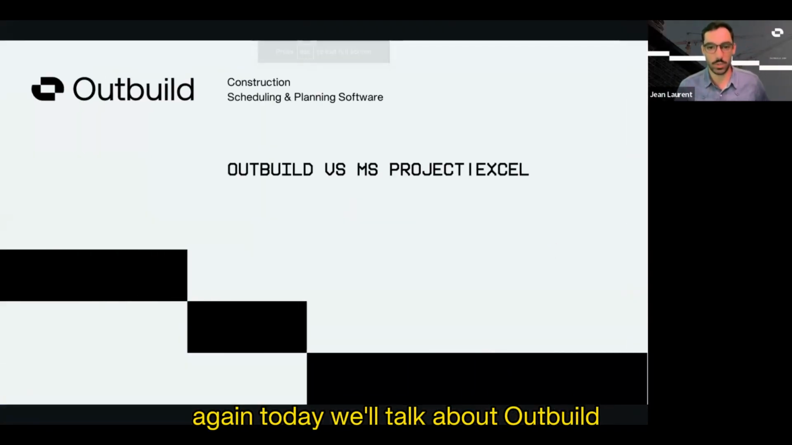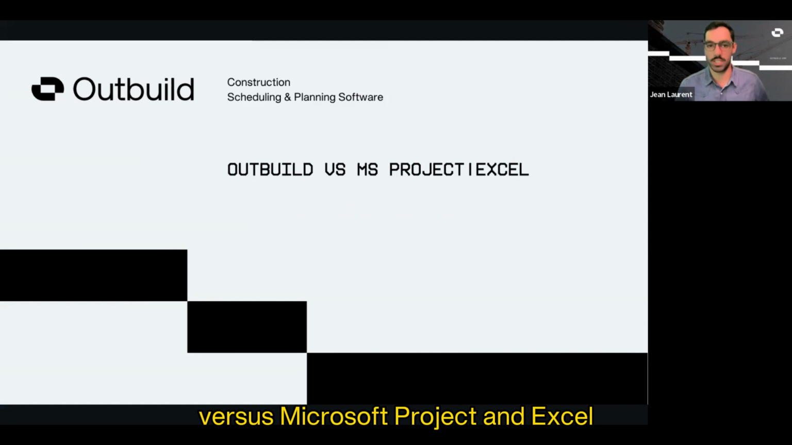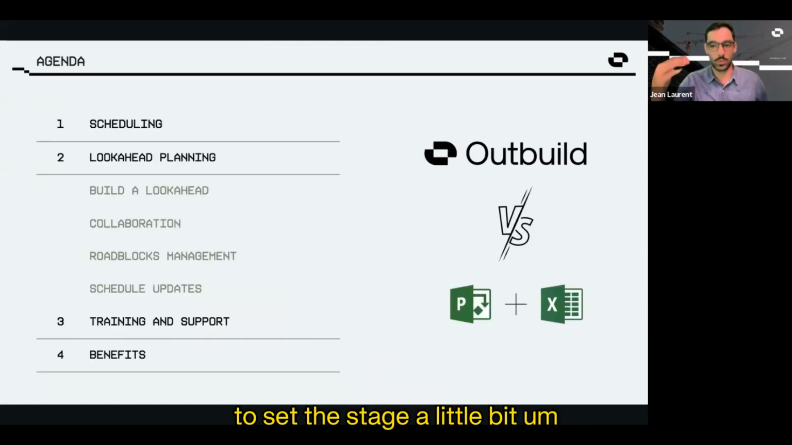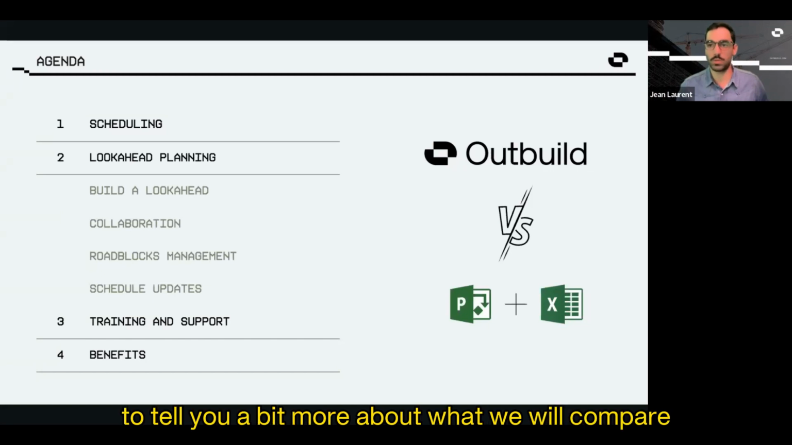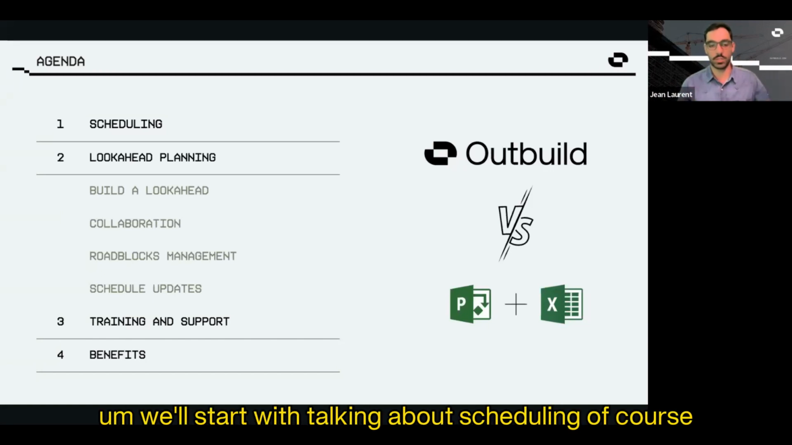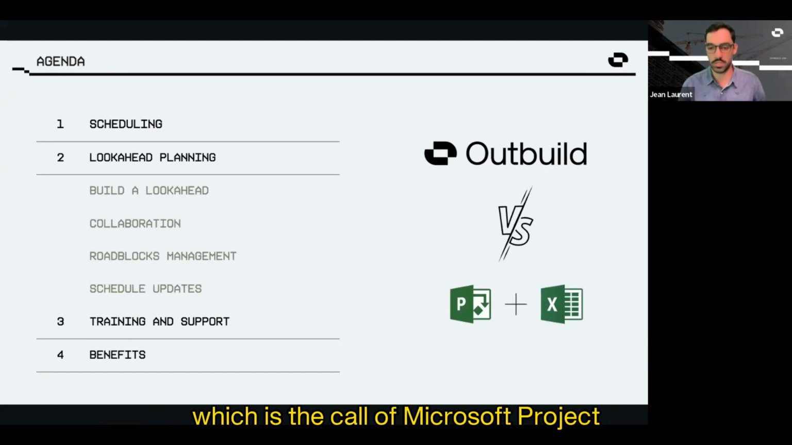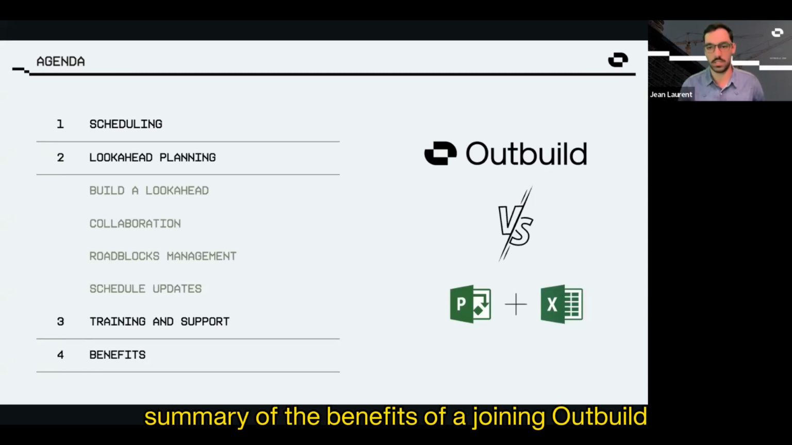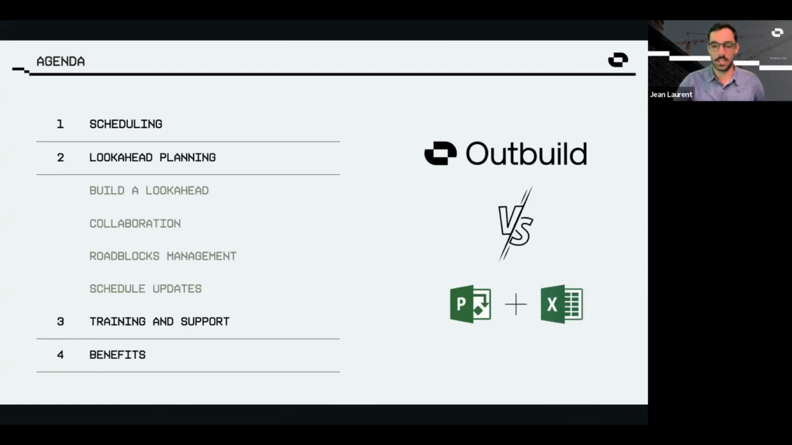Again, today we'll talk about Outbuild versus Microsoft Project and Excel. To set the stage a little bit, just a quick agenda to tell you a bit more about what we will compare. We'll start with talking about scheduling, of course, which is the core of Microsoft Project. Then get into Lookahead planning, which is really the key advantage of switching to Outbuild and getting a fully integrated solution. We'll talk about training and support, and in the end, a summary of the benefits of joining Outbuild.